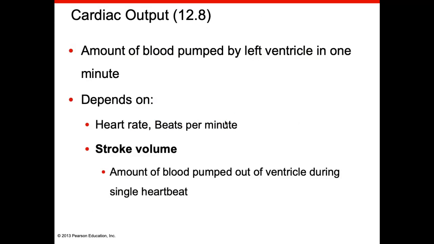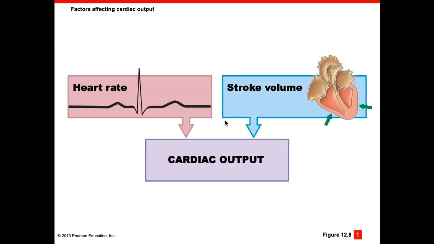Well, the amount of blood pumped by the left ventricle depends on quite a bit. It depends on how fast your heart is beating, the beats per minute, and it depends on the stroke volume. And the stroke volume is the amount of blood that is pumped out of that ventricle during a single heartbeat. So the heart rate times the stroke volume is your cardiac output.